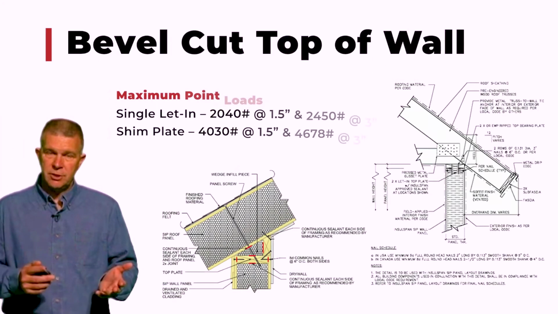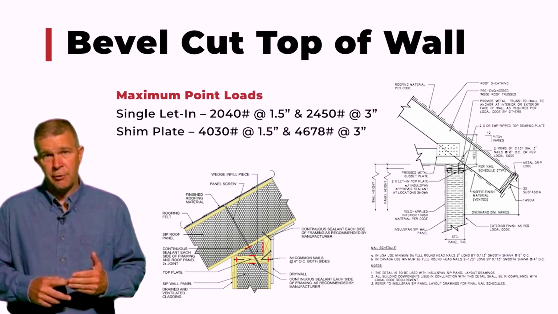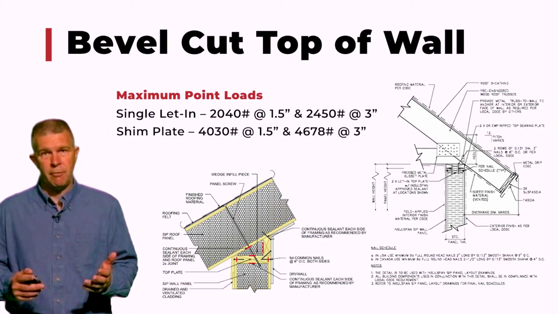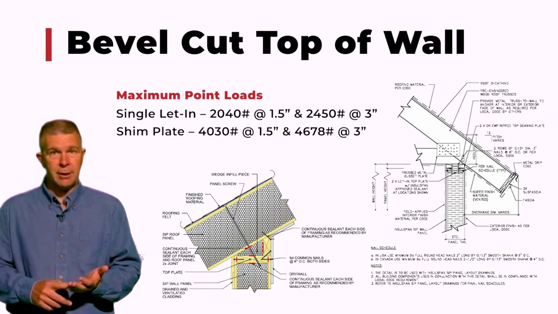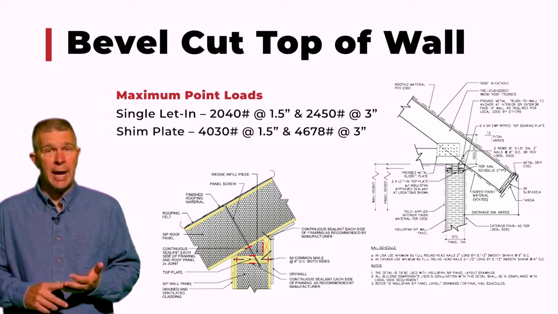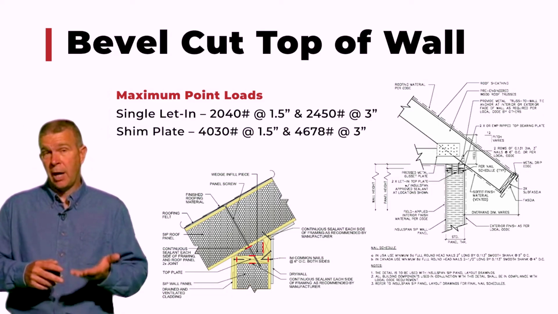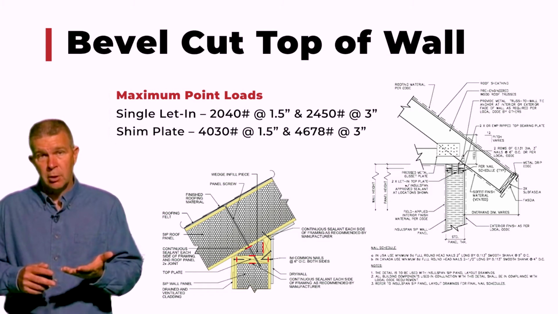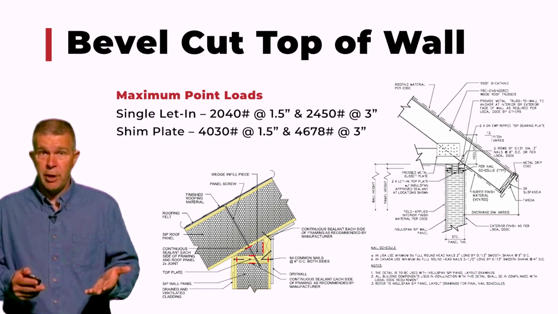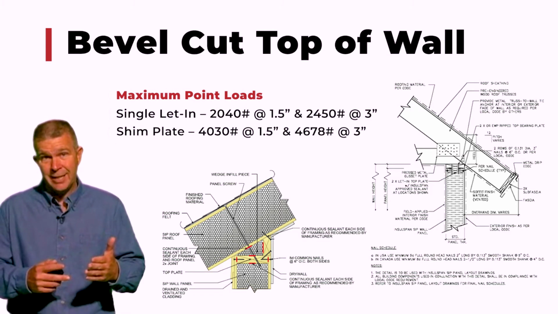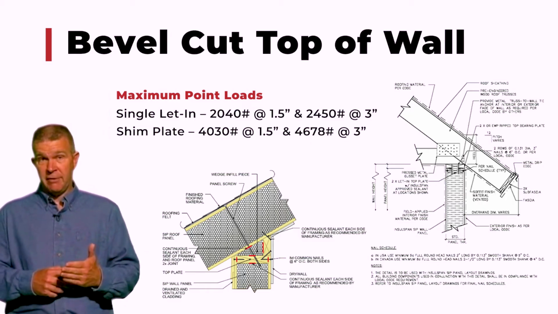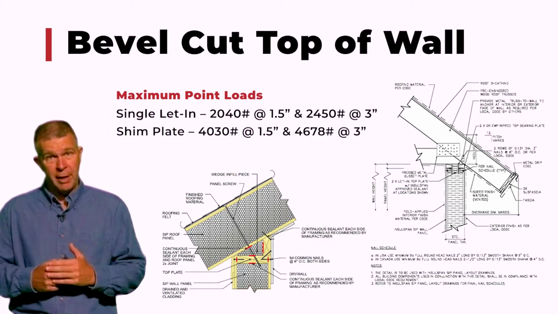The other option besides bevel cutting the top of your wall panel is to square cut the top of the wall. In this case, the panel is just that. It's square cut, and now we have a couple of options. We can build up the top of that wall with beveled lumber or lumber that has been ripped to the roof plane so that it now will receive and support the bearing load of that roof panel.